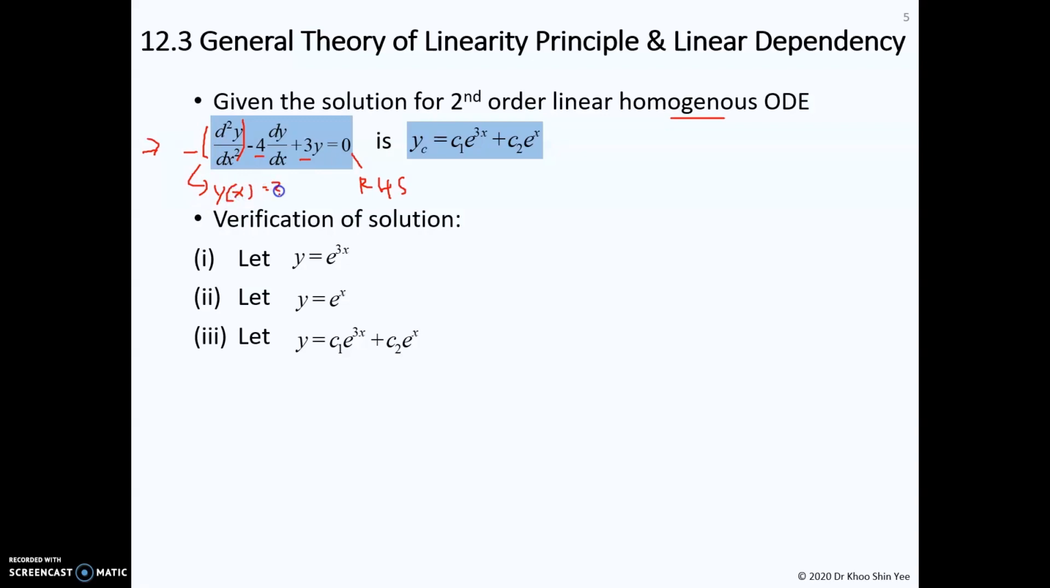So this is your solution, and the solution is provided here. Since this is a homogeneous ODE, you know that the solution is called the complementary solution. You can see that the complementary solution is composed of two solutions. So your first solution is exponential 3x. Second solution is exponential x. And the total solution is equal to the summation of it, where the C1 and C2 are arbitrary constants.